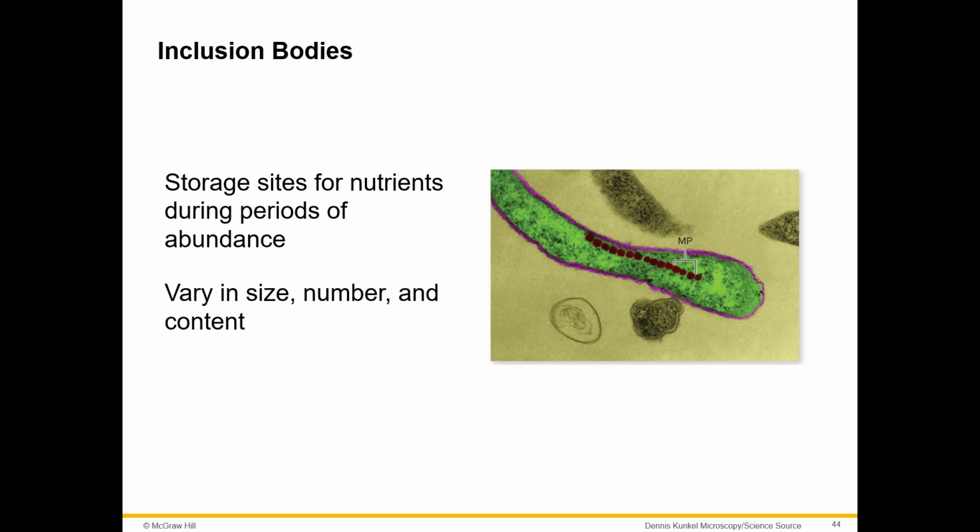Inclusion bodies store nutrients for the bacterial cell. They vary in size, number, and content. Some of them contain carbon molecules, and that's going to be a carbon storage site. Other ones contain metallic granules that are going to help them move through swamps and such. So different types of things can be stored there. They're kind of like equivalent to the vacuole of a eukaryotic cell. However, they are not enclosed by a membrane. It's just a pile of stuff in the center here.